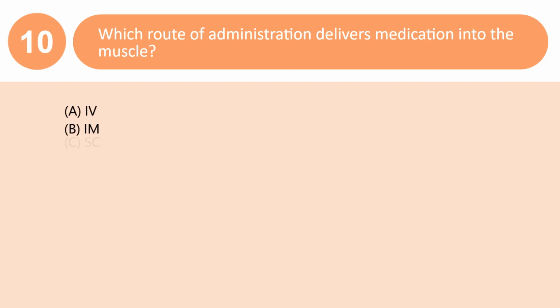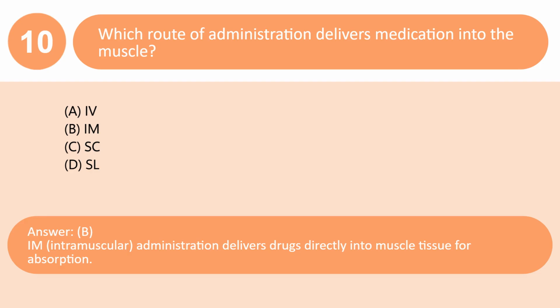Which route of administration delivers medication into the muscle? A. IV. B. IM. C. SC. D. SL. Answer, B. IM, intramuscular, administration delivers drugs directly into muscle tissue for absorption.